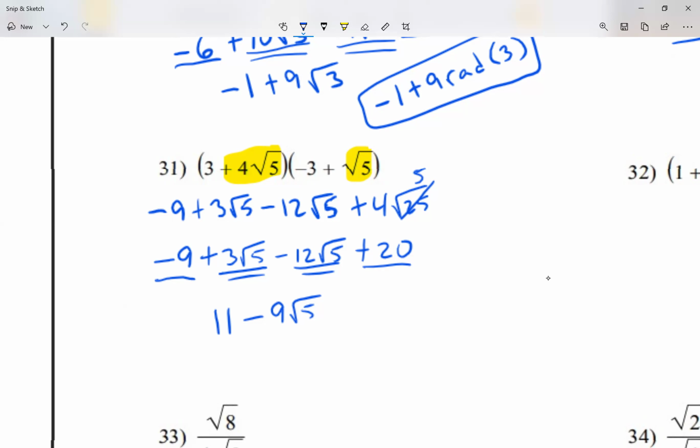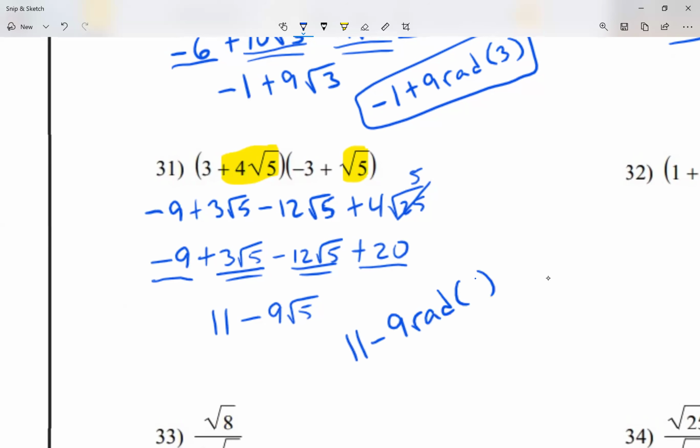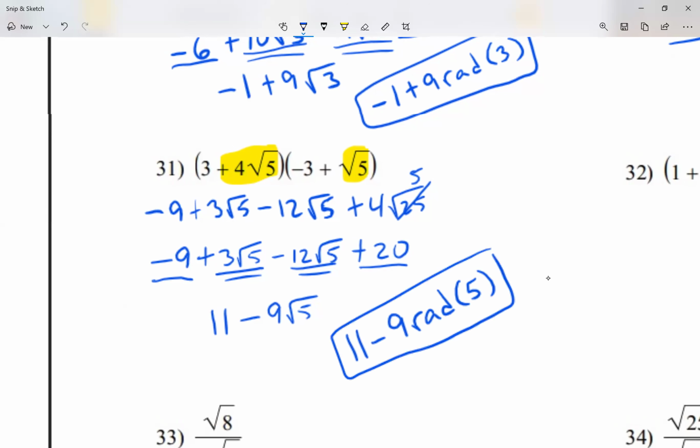Again, on paper, this is how we do it. On our homework, we type it as 11 minus 9 RAD for radical, open and close parentheses. And inside the parentheses, we get a 5.